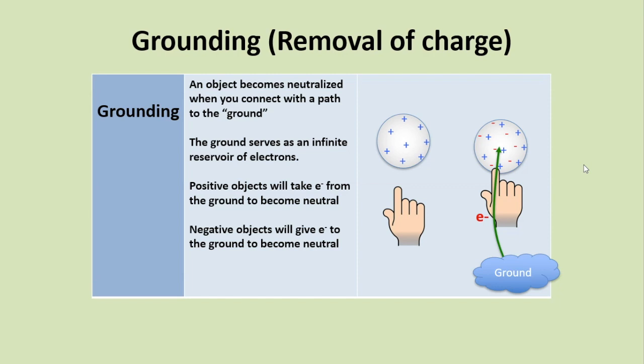Positive objects take electrons from the ground to become neutral, and negative objects give electrons to the ground to become neutral. So again, grounding is just allowing us to make our object neutral. If our object needs electrons, the ground gives it electrons to become neutral. If the object has too many electrons, the ground takes those electrons away to make it neutral.